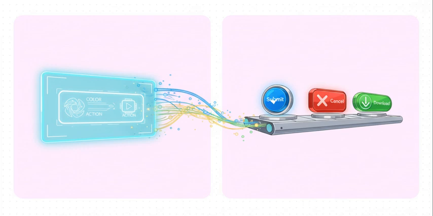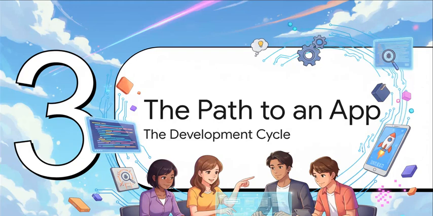Then, on the right, you have a bunch of unique individual buttons, all created from that one plan. One's a blue submit button, another is a red cancel button, but they all share that same DNA. Okay, so we've got our building blocks. Now, how do we actually put them together to build an app?